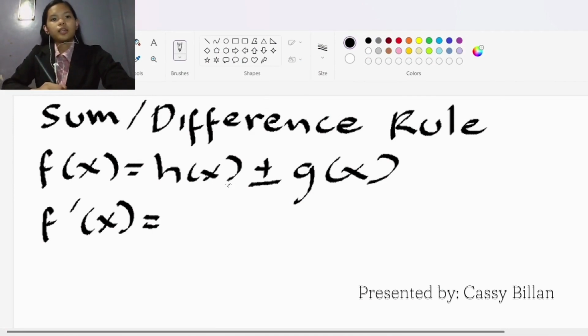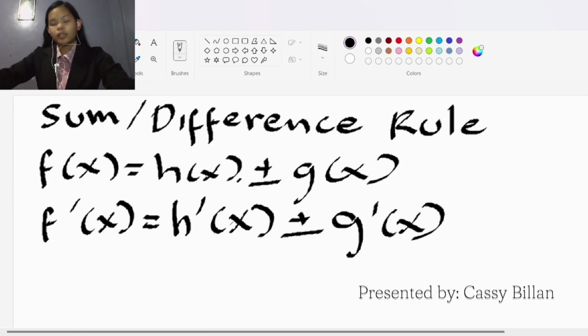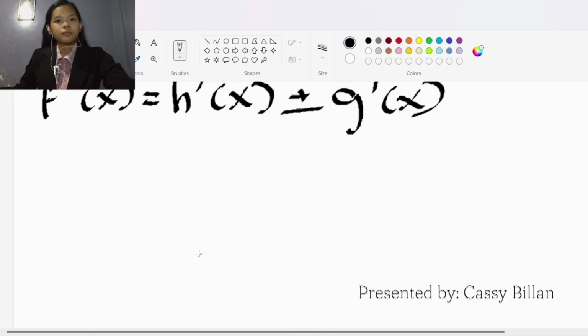So, as you can see now, we have f of x is equal to h of x plus or minus g of x. So to find the derivative of f of x, we simply derive h of x plus or minus the derivative of g of x. That's how simple it is.